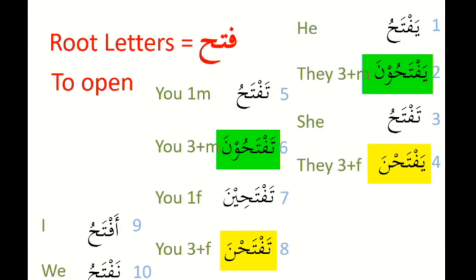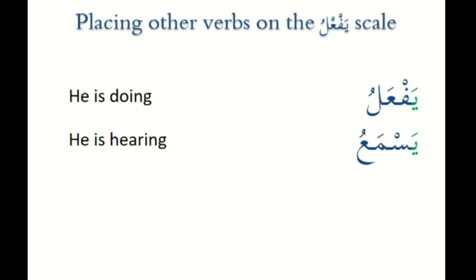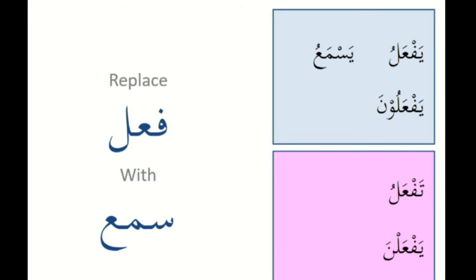Okay, let's just look at our root letters, please. Firstly, before we move on, does everybody understand what we did there? What did we do? We just took the fa, ayn and lam, as I showed you here before, and we replaced it with the sin, mim and ayn.